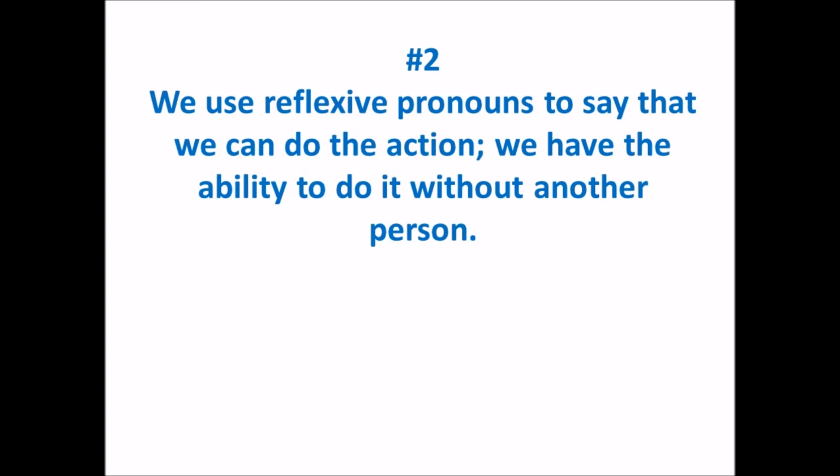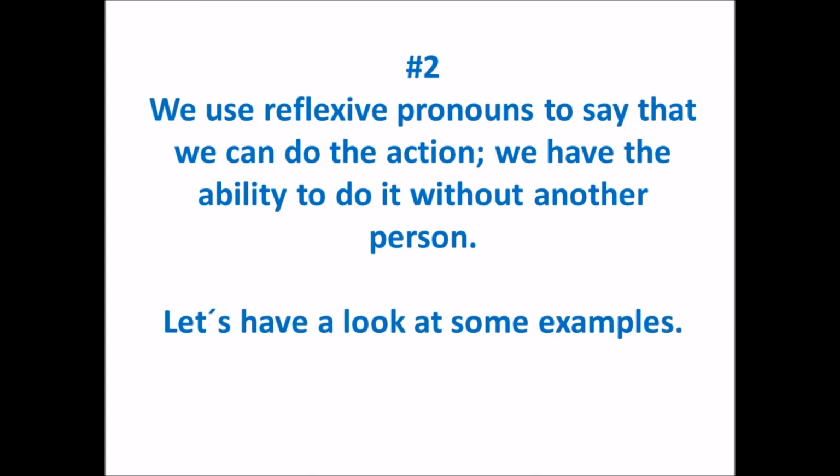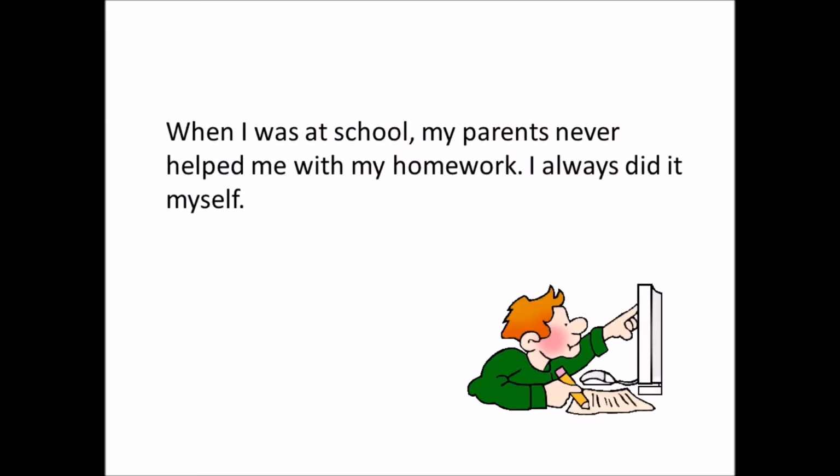The second case is when we use reflexive pronouns to say that we can do the action. We have the ability to do it without another person. Let's have a look at some examples. When I was at school, my parents never helped me with my homework. I always did it myself. The reflexive pronoun is myself. In this case, it means that I have the ability to do it and I didn't need help from other people.